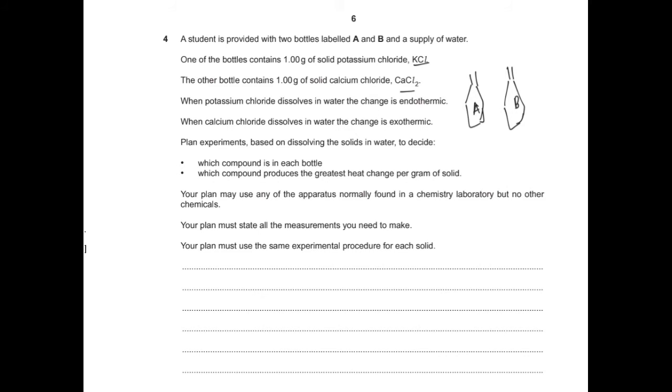When potassium chloride dissolves in water, the change is endothermic. When calcium chloride dissolves in water, the change is exothermic. Plan experiments based on dissolving the solids in water to decide which compound is in each bottle, what is in A and what is in B, and which compound produces the greatest heat change per gram of solid. For that, you obviously have to measure the change in temperature. Only then can you decide.